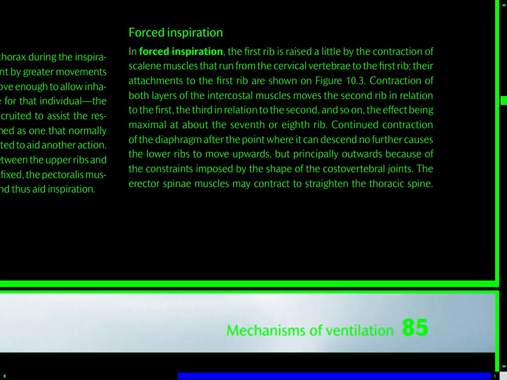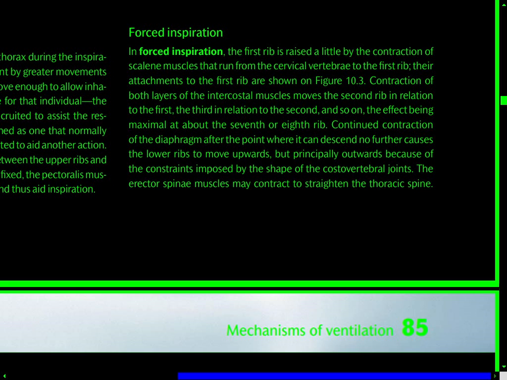Speaking of forced ventilation, let's start with forced inspiration. In forced inspiration, the first rib is raised a little by the contraction of the scalene muscles that run from the cervical vertebrae to the first rib. Briefly, again, I will repeat that.